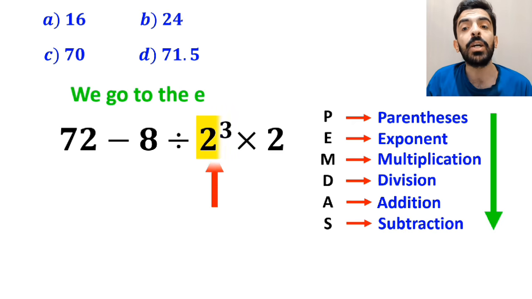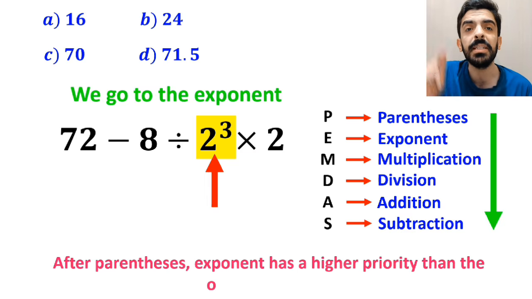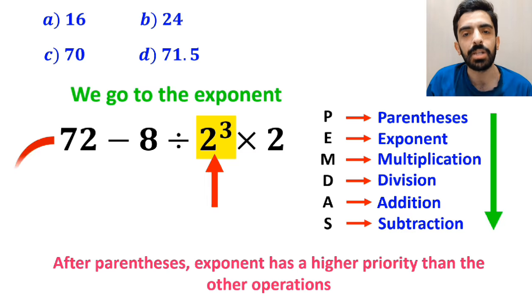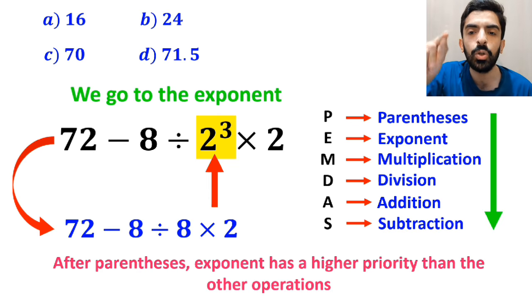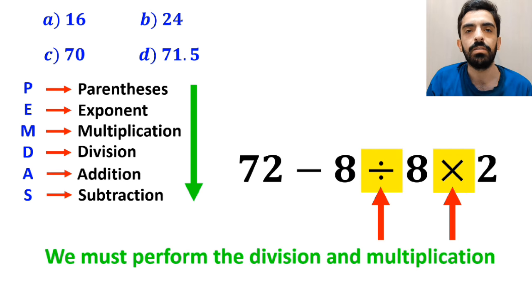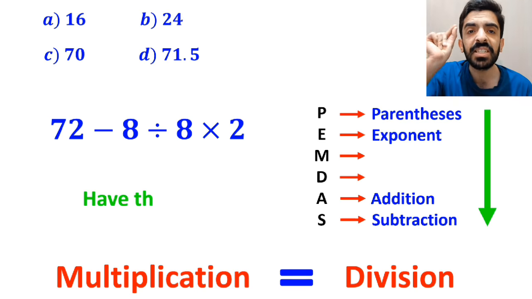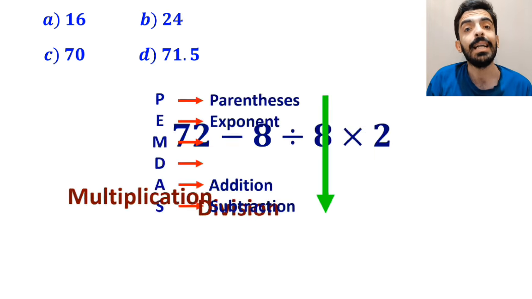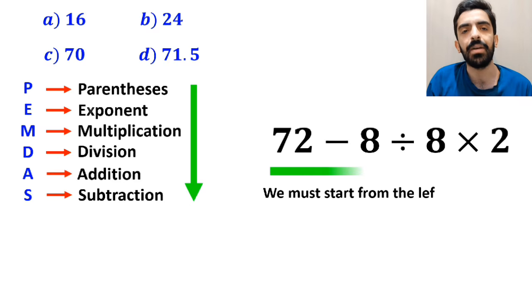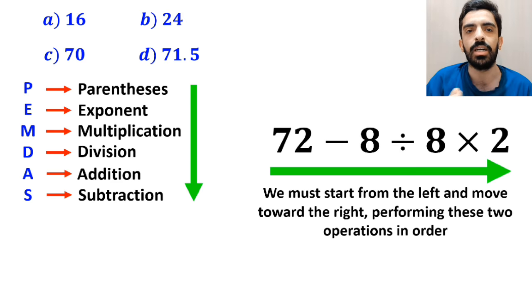And the next step, we go to the exponent because after parentheses, exponent has a higher priority than the other operations. So, this expression simplifies to 72 minus 8 divided by 8 then times 2. Then, we must perform the division and multiplication. However, it's really important to understand that in the PEMDAS rule, multiplication and division have the same level of priority. In this situation, we must start from the left and move toward the right, performing these two operations in order.